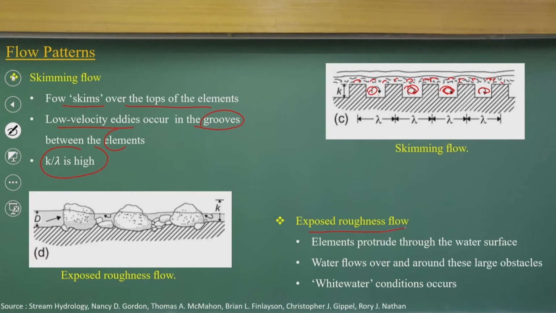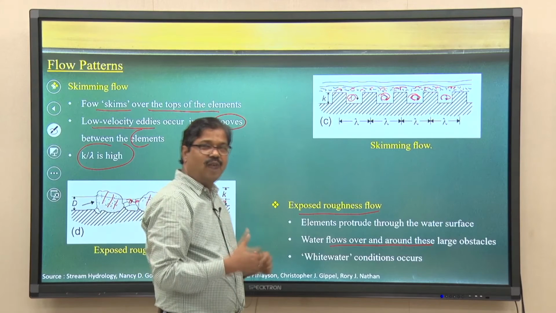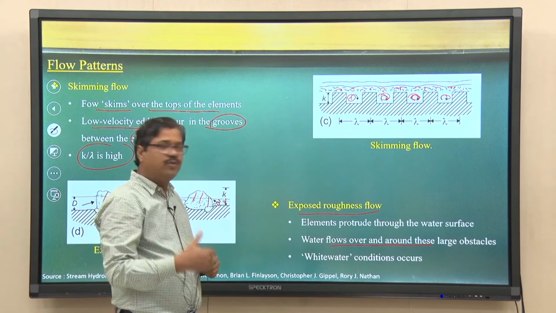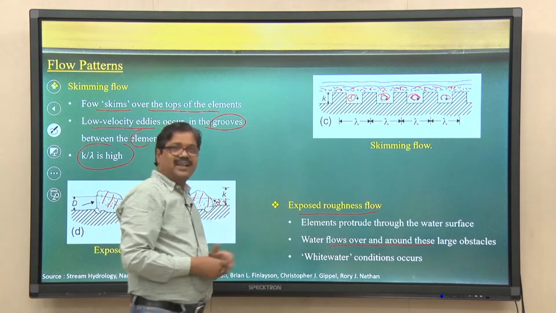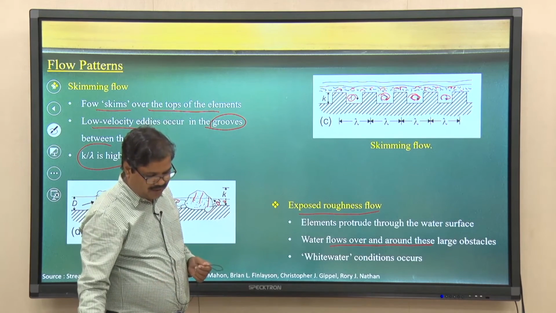Or you can have an exposed roughness flow, skimming flow. That is what happens in many smaller rivers. If you have big boulders during low flow, the water can flow over and around these large obstacles, and it can be perturbed, with flow separations and eddy formations. We should understand how the roughness behaviors come about, and how aquatic habitats exist in river systems, if you are trying to understand that.